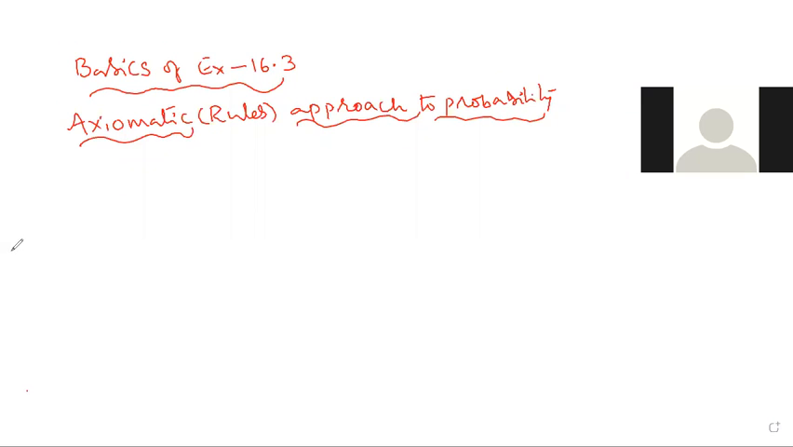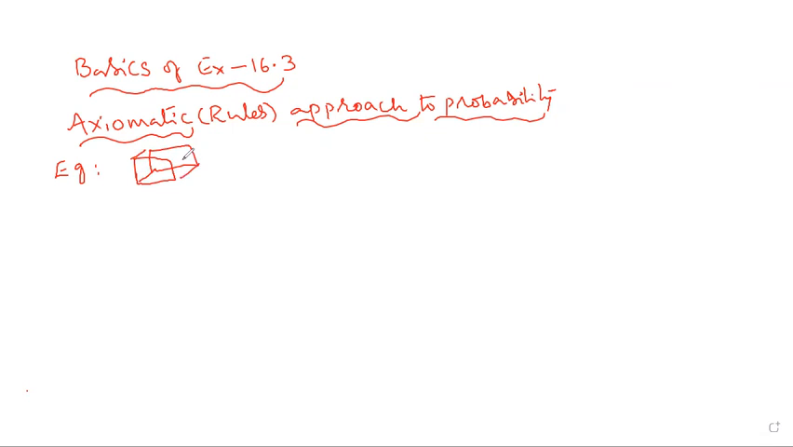Everyone see carefully. First, I will take one example, a die. A die has 6 faces. Any face will come by drawing. Therefore, its sample space is 1, 2, 3, 4, 5, 6. Any one face will come. Okay? Right. Everyone observe.